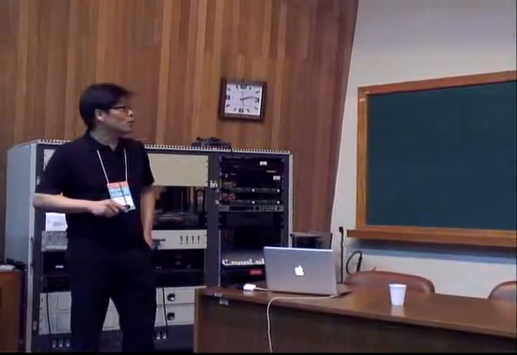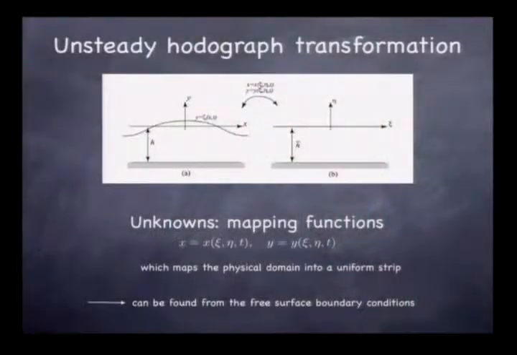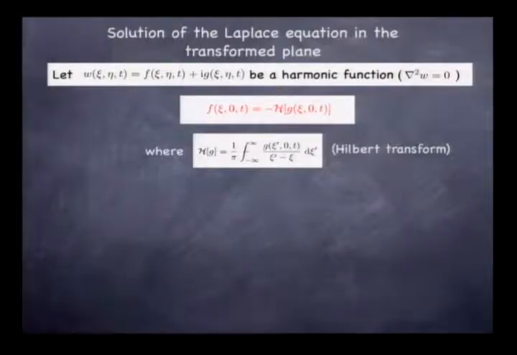As I said, by using the free surface boundary conditions, you can find these unknown mappings. The first step is to know a simple relationship between the real part and imaginary part of a harmonic function. There is a relationship between f and g, the real part and imaginary part, at eta equal to 0, which is where the free surface is. And this H is a Hilbert transform for infinite depth. For finite depth, the transform has a different kernel, but it's straightforward.